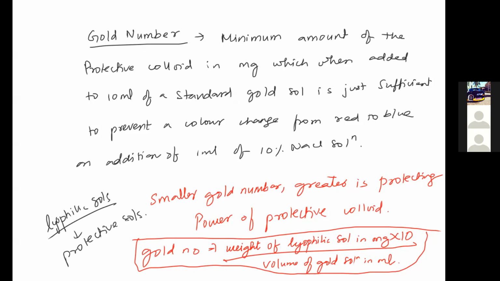Okay, so I'm just clearing it. So what are the uses of this protective action? Gelatin is actually added in the preparation of ice cream to protect the ice particles. Protargol or argyrol is a silver solution. It is protected by organic material, which is used as eye drops.